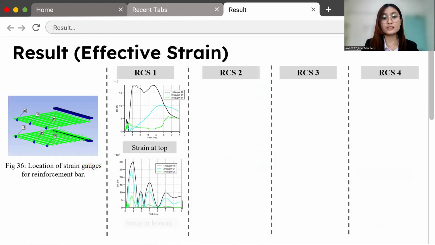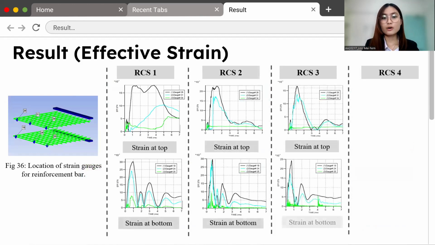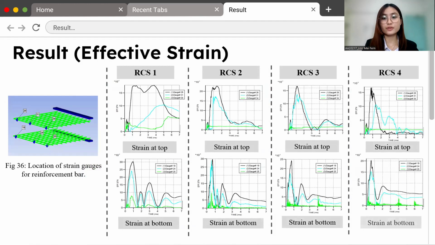The result of effective strength applied to the reinforcement bar is shown below. When comparing the strain value at the bottom reinforcement bar with that at the top reinforcement bar, the bottom reinforcement bar experienced higher strain. This phenomenon is because of the propagation of cracks in the concrete. Concrete is strong in compression but weak in tension. The bottom part of the concrete slab is subjected to tensile force, leading to increased strain in the reinforcement bar.